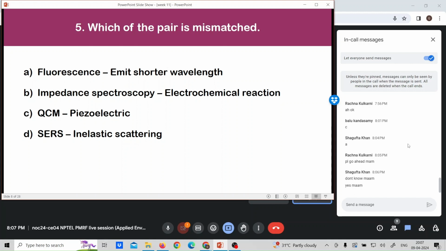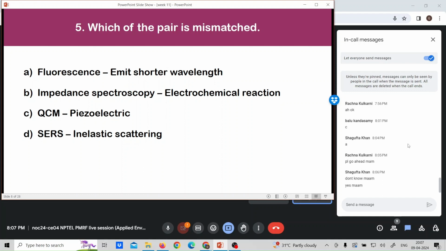So SIRS, as Raman spectroscopy is involved in it, we are going to measure light scattering. So inelastic scattering and SIRS should be a right pair. Similarly, quartz crystal microbalance, again we are using quartz. It's a piezoelectric crystal or an anisotropic crystal, so we'll go for piezoelectric detection there. In the case of impedance spectroscopy, we have EIS, electrochemical impedance spectroscopy itself. So again, that's a right pair.